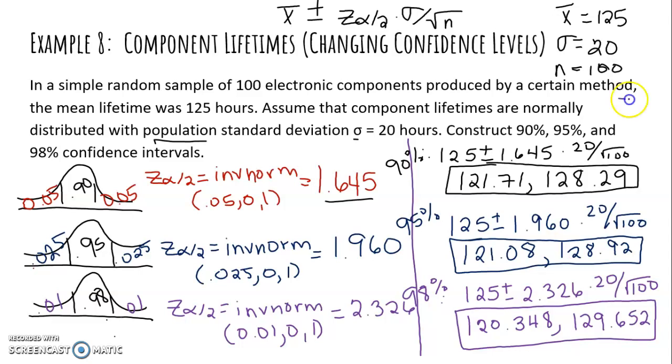So whereas the 90% one may have been this long, the 95% one is a little bit longer. And if you look at the 98% one, that one's even wider. It goes all the way down to 120.348 and all the way up to 129.652. So that one is even longer. So as the confidence level increases, the confidence interval gets wider. The portion that's changing is this part right here. If you look at the top of the screen, that's the margin of error. So as the confidence level increases, the margin of error increases, which also increases the width of the confidence interval.